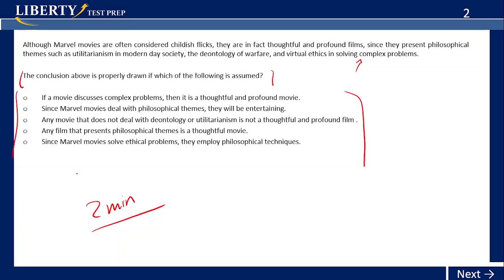Now, how are we going to do this? Let's see. What is the conclusion here? The conclusion would be they are in fact thoughtful and profound films. Why? Because that's the main thing the author is trying to sell: the idea that these movies are thoughtful and profound.